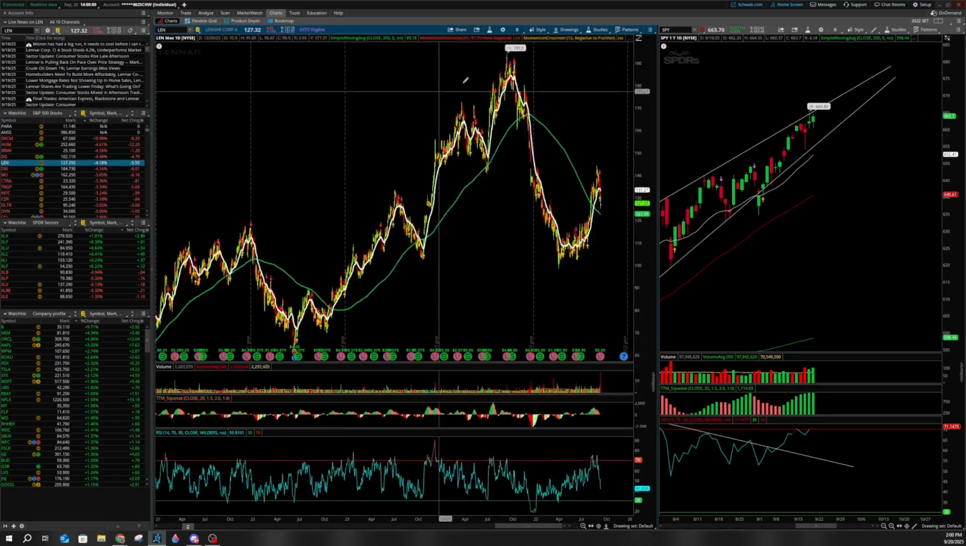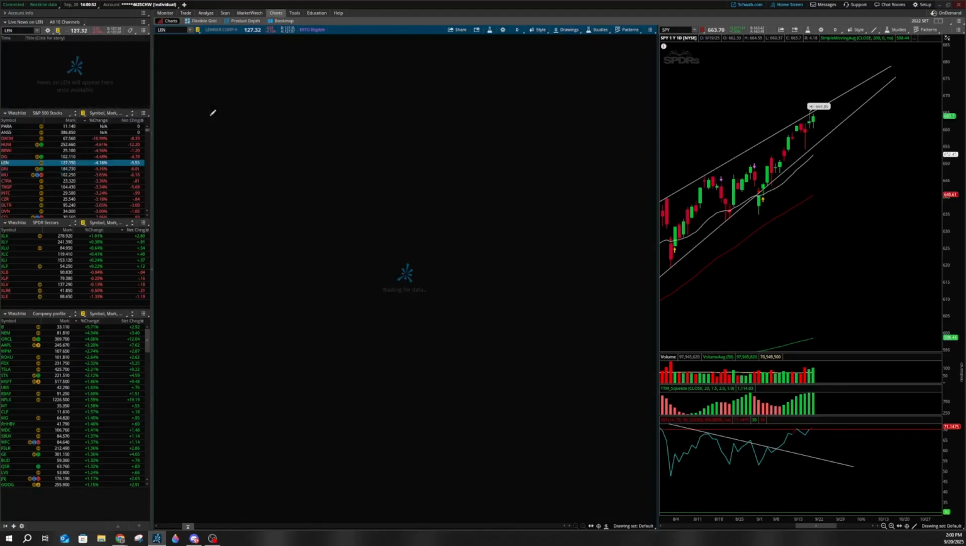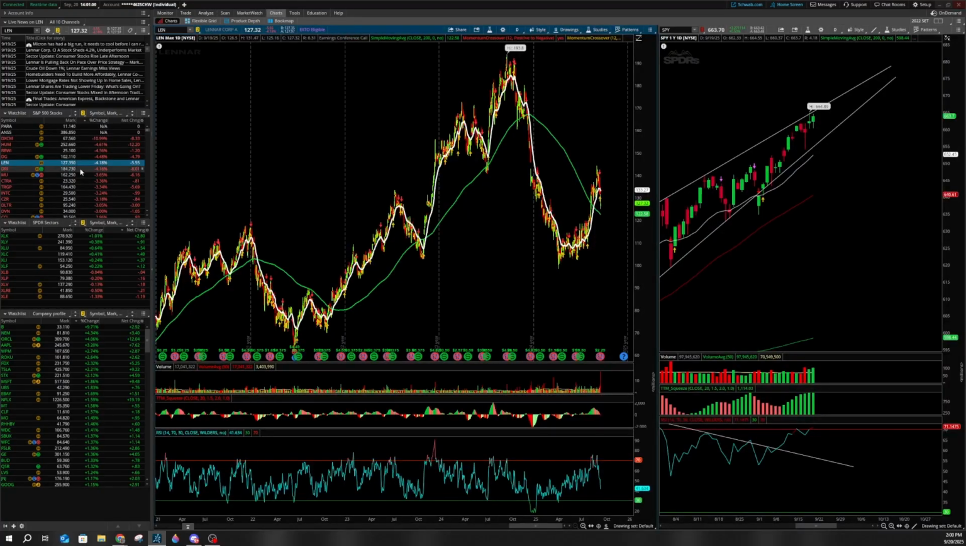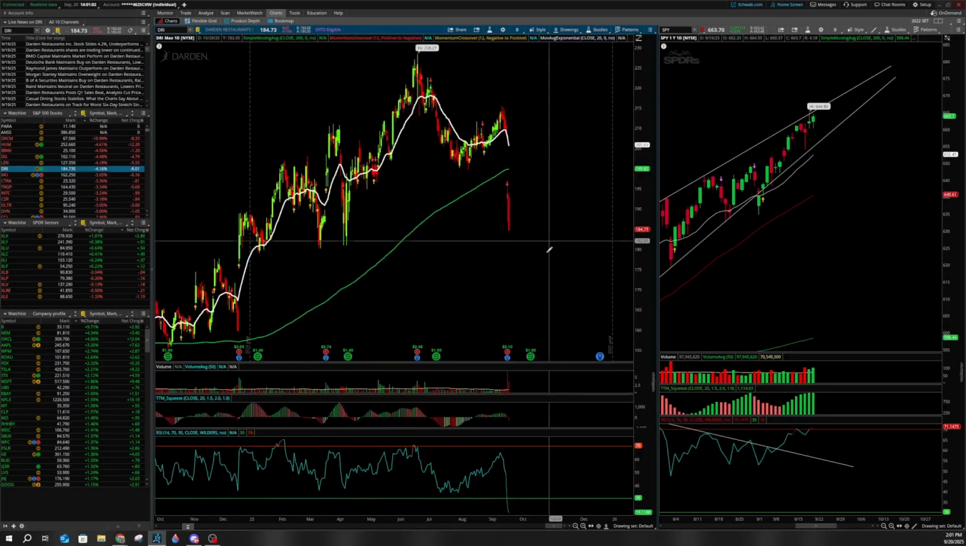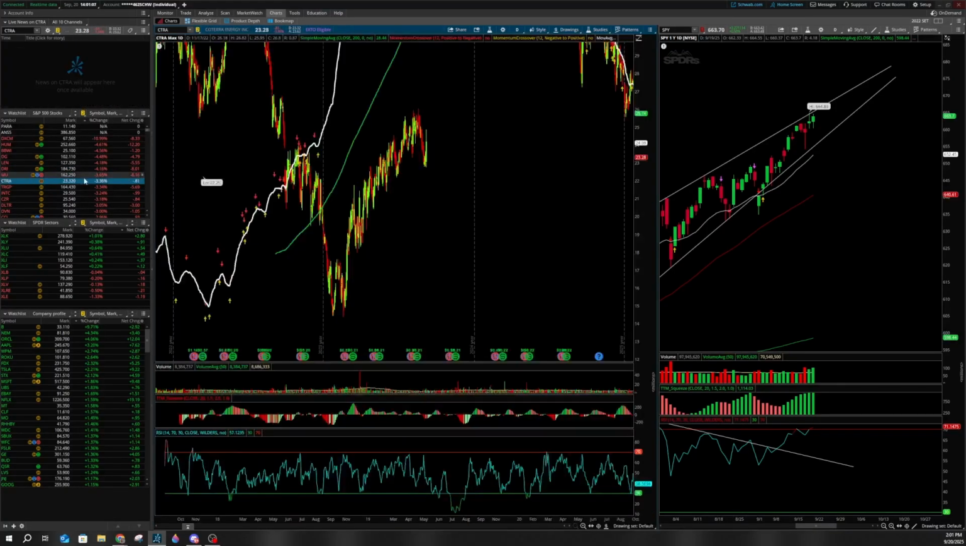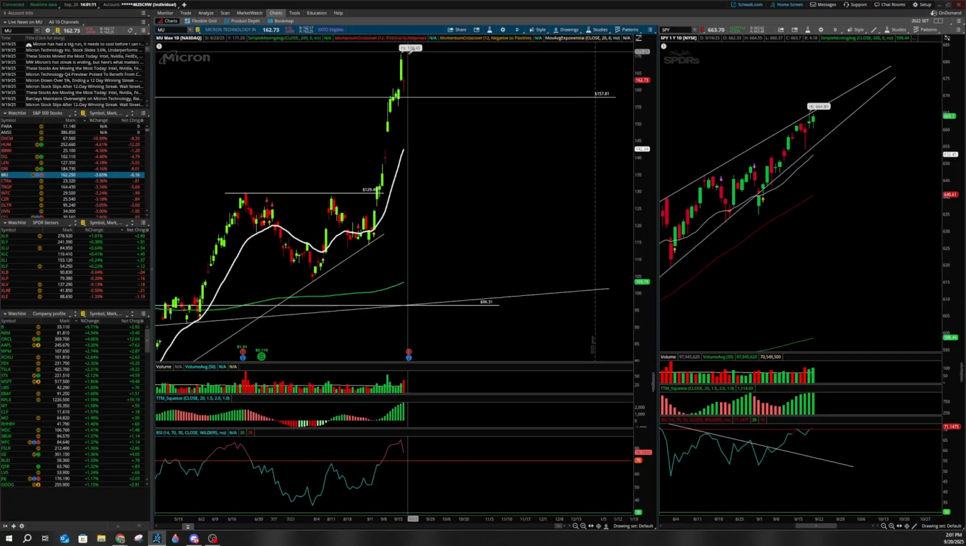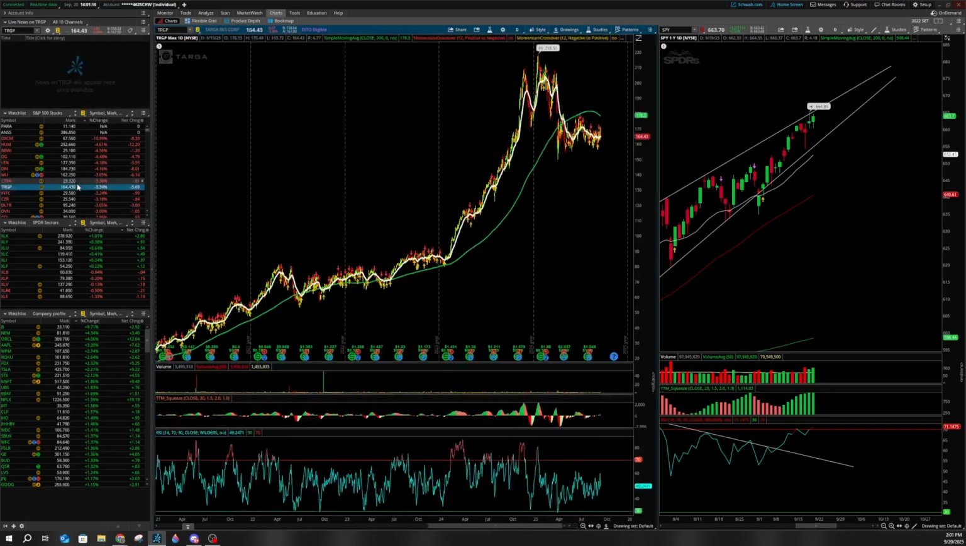DG, Lennar Corp. What stock is Lennar Corp? Let's see. Okay, home builder, so real estate, interesting. DRI, this looks like a restaurant stock, so more consumer staples. But yeah, you're going to see stocks like MU that are very overbought, basically going on a small digestion or correction, waiting for the moving averages to catch up.